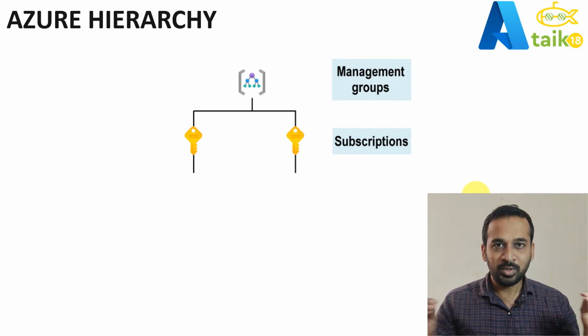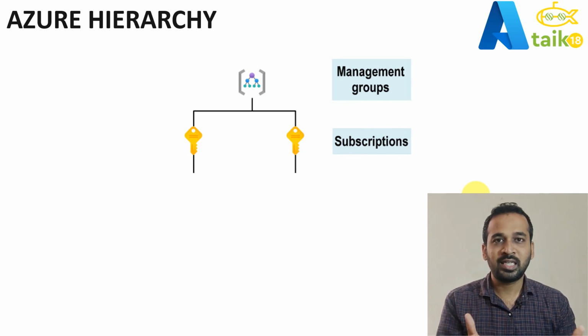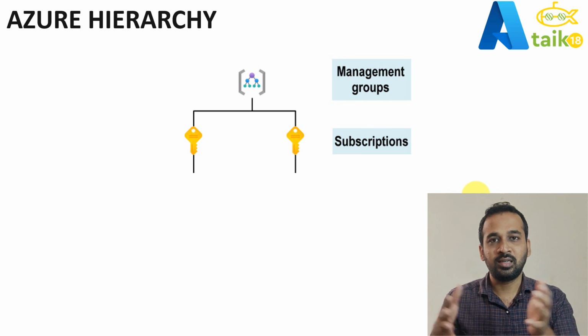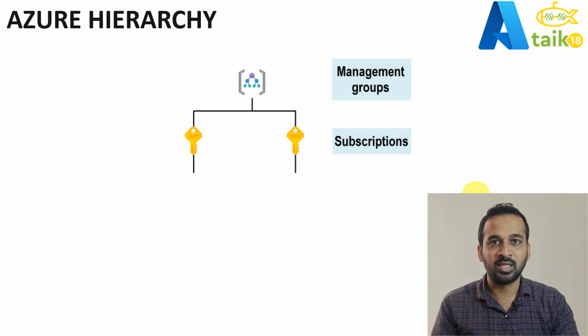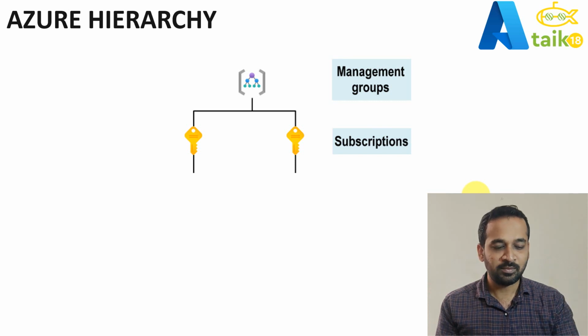So you can have multiple subscriptions within your own organization depending on your needs. It can be based on your department level, it can be based on your functional level, or it can be based on just an application testing, development or production environment. So it can be at any level. You can buy a subscription based on your needs.